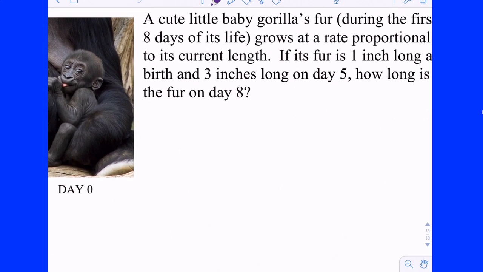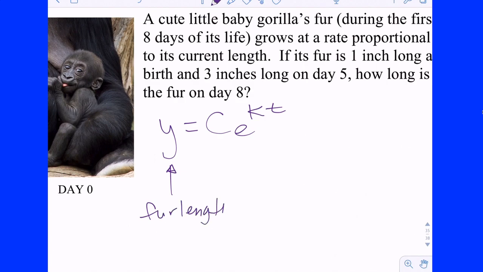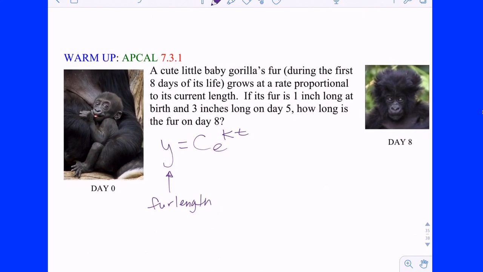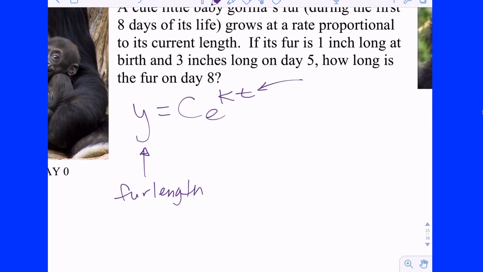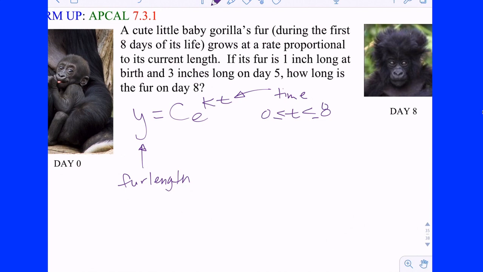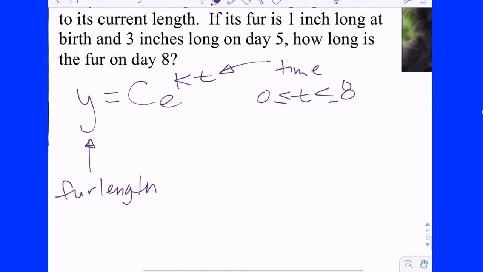So what we could do then is we could say y equals Ce^(kt), where y is going to be the fur length, and t is the time in days, where t has to be between 0 and 8. Sweet. Now, it says if its fur is 1 inch long at birth and 3 inches long on day 5, how long is it on day 8?